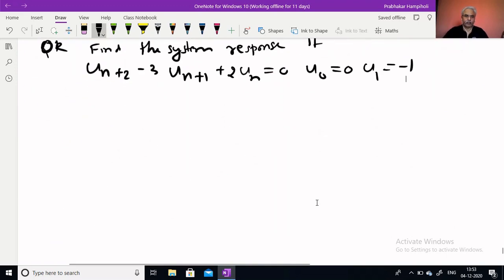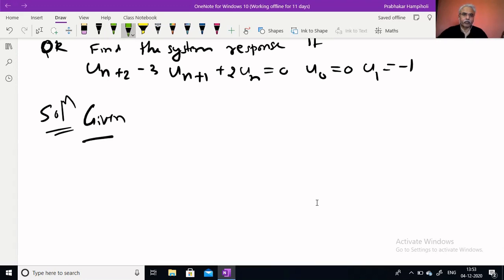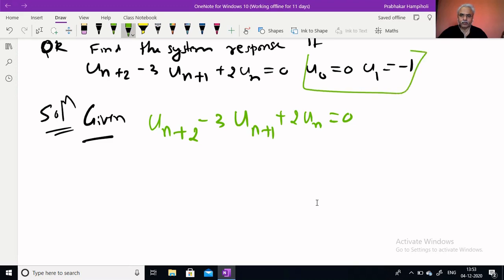Now the method is same. In the solution part, what all we would like to write? We are given this difference equation un plus 2 minus 3 times un plus 1 plus 2 times un equal to 0 with these conditions. Now apply Z transform. First we apply Z transform and afterwards inverse Z transform.